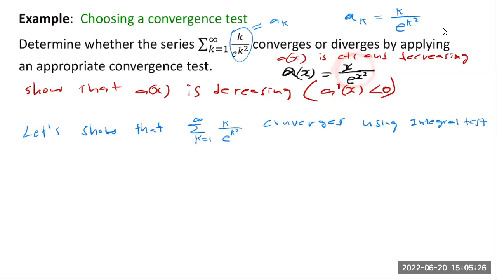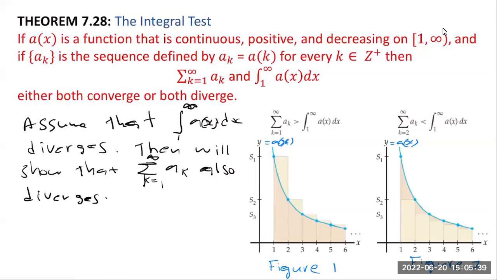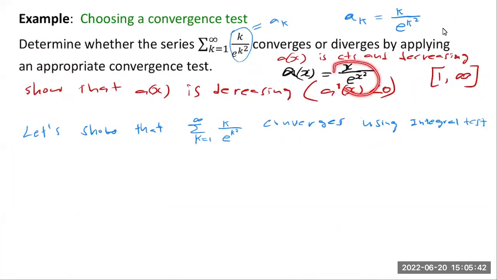Notice that it's clearly a continuous function on the interval 1 to infinity. Remember, it has to be a continuous, positive, decreasing function. So it's continuous, it is decreasing because a prime of x is negative, and clearly it is also positive as long as x is in this interval. All the criteria for the integral test are satisfied, so we can go ahead with the integral test.